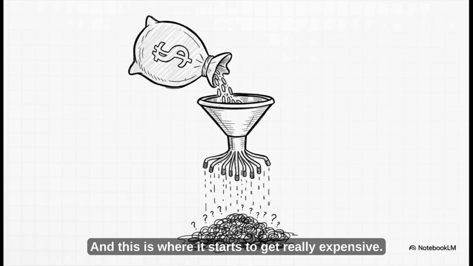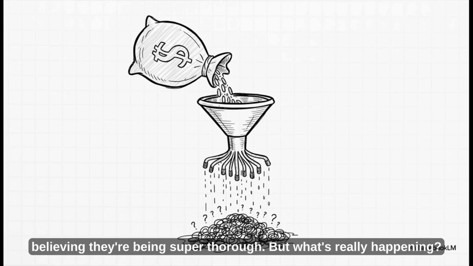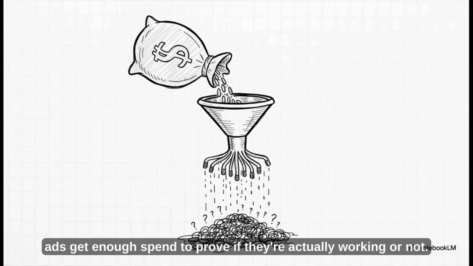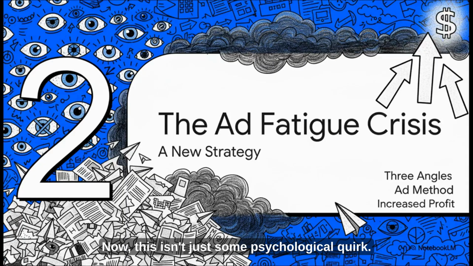And this is where it starts to get really expensive. A lot of marketers fall into this trap, this illusion of volume, thinking that more testing is always better. So they'll create 20 different ads, believing they're being super thorough. But what's really happening? They're just spreading their budget so thin that none of the ads get enough spend to prove if they're actually working or not. So you're left with a pile of inconclusive data, a wasted budget, and an audience that's just as confused as you are.